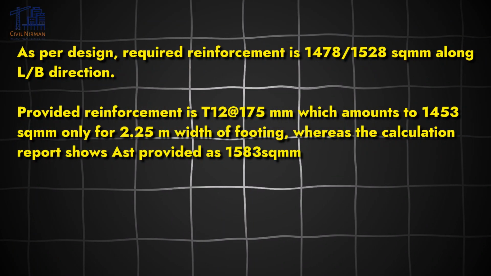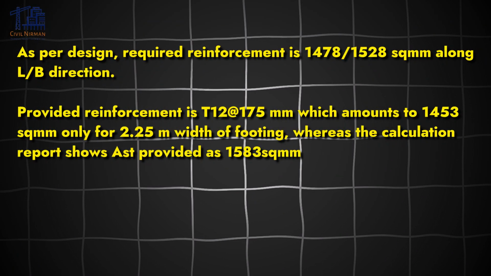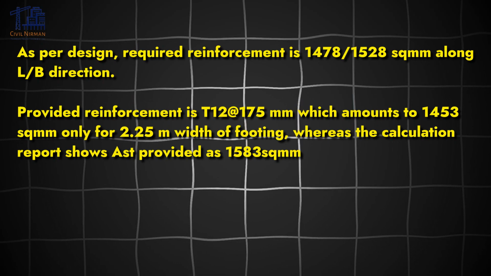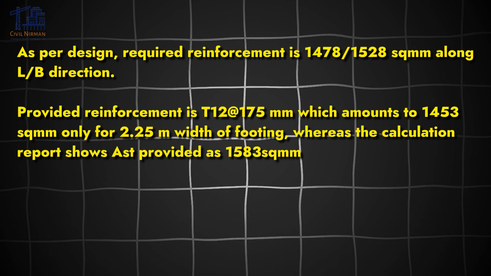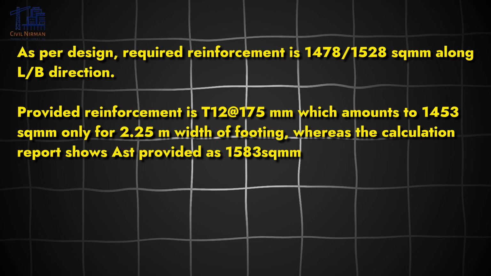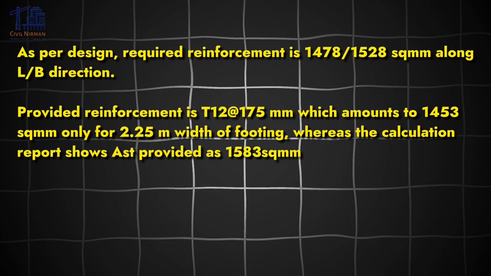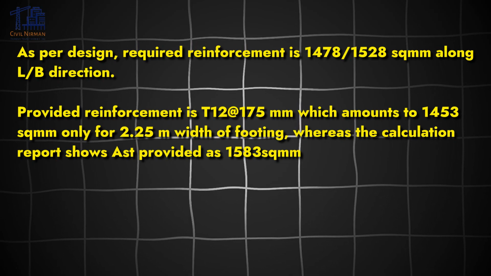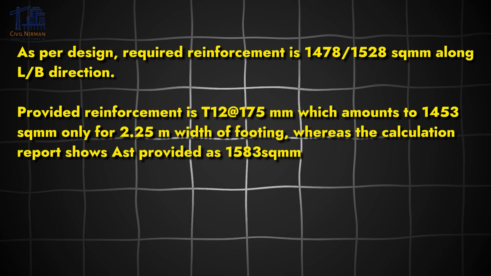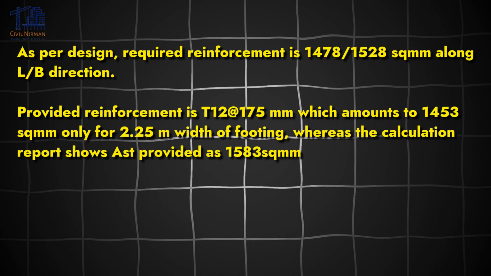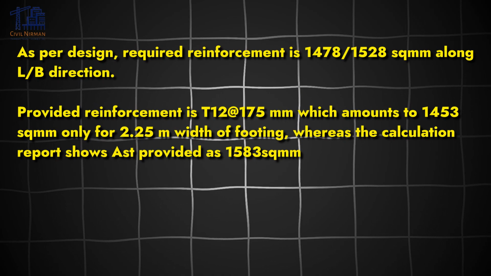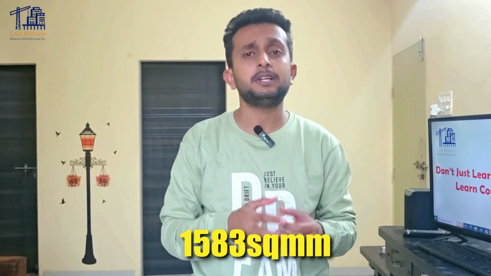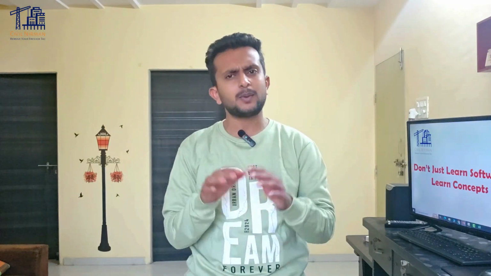Next question, as per design, the required reinforcement is 1478 mm square for the length and 1528 mm square for the width direction. Now the provided reinforcement was 12 mm at 175 mm spacing, which amounts to 1453 mm square for this 2.25 meter width. But in the output, the AST provided is higher, which was 1583 mm square. So how is RCDC calculating this? Now let me tell you.